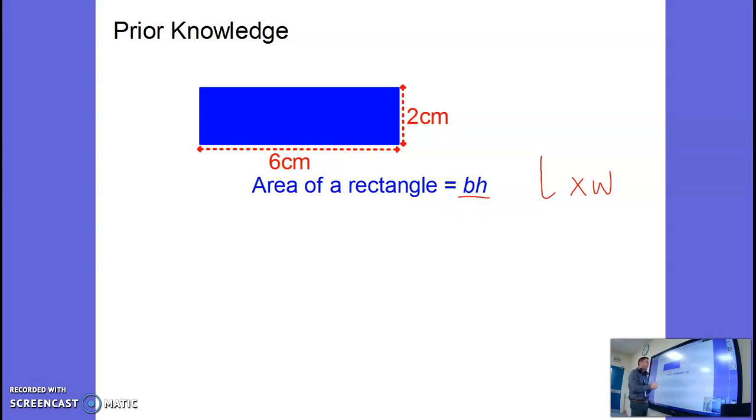Base times height. So in this case it would simply be 6 multiplied by 2 is 12. And it's an area, so centimetres squared. Length times width, or base times height. Called the base, imagine putting it on the floor, the one that's on the floor, and the height. Doesn't matter which order we do that in, we just multiply the two lengths.